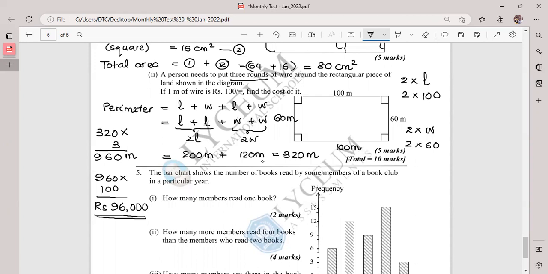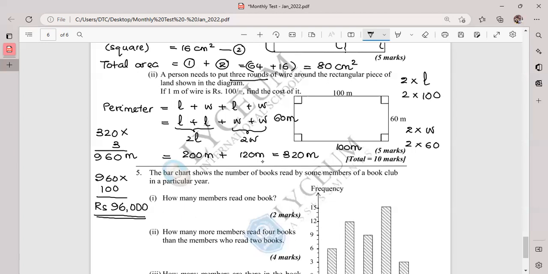What do you mean by 2L, children? 2 times L. That is 2 times 100. What do you mean by 2W? It is 2 times W. That is 2 times 60. 2 times 100, it is 200. 2 times 60, it is 120. When you add 200 and 120, what will be the answer? 320 meters. This is the perimeter of this land.